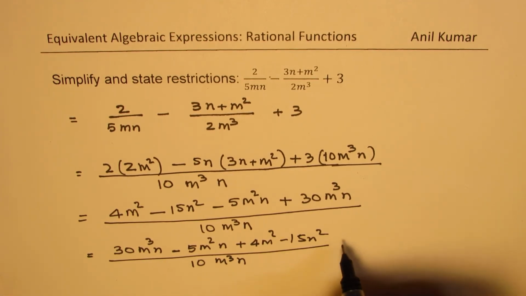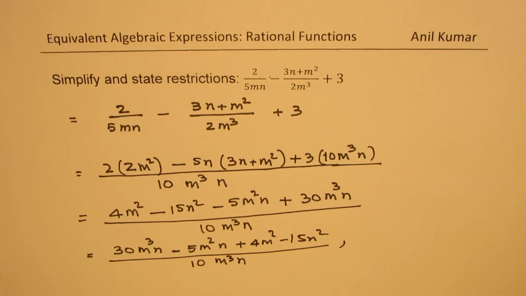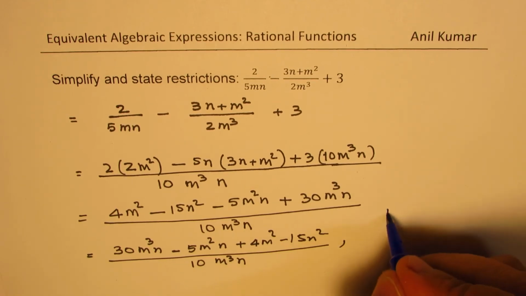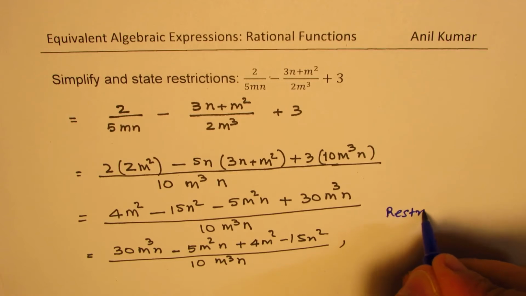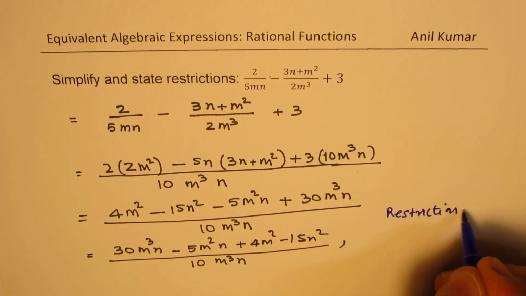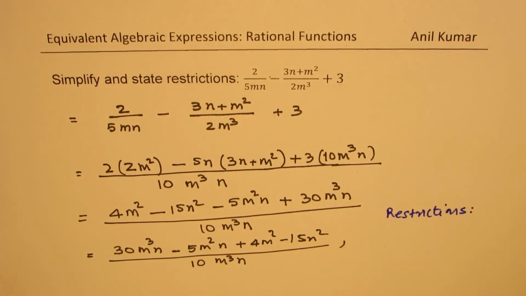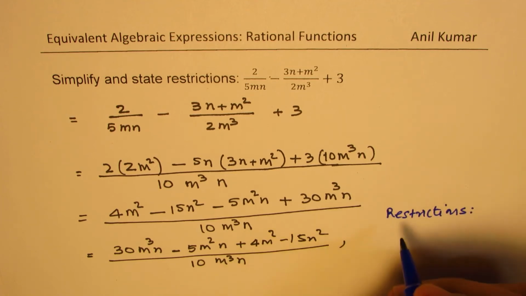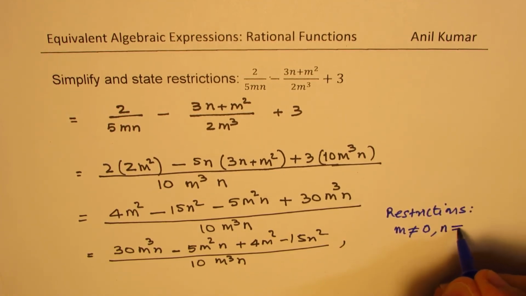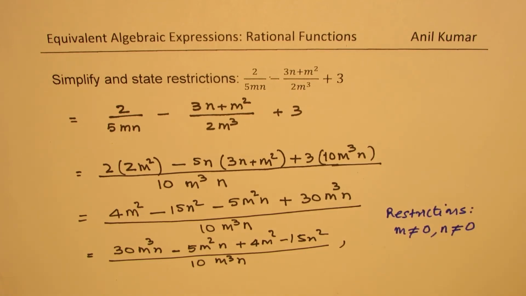Now let us also add the restrictions, correct? So what are the restrictions here? Denominator cannot be 0, correct? So that gives us restrictions as m is not equal to 0 and n is not equal to 0. Perfect. So that is how we are going to do it.